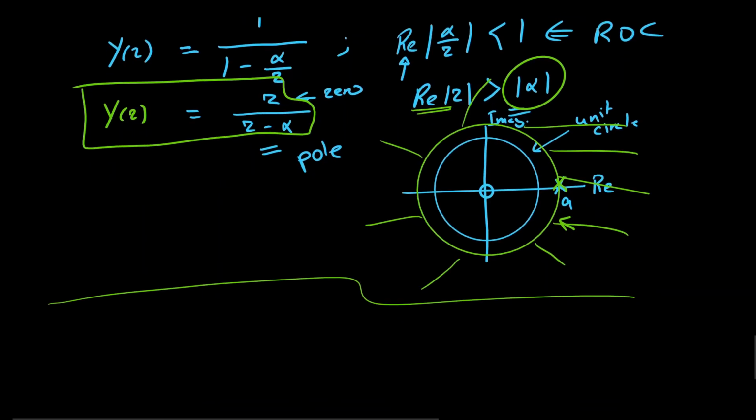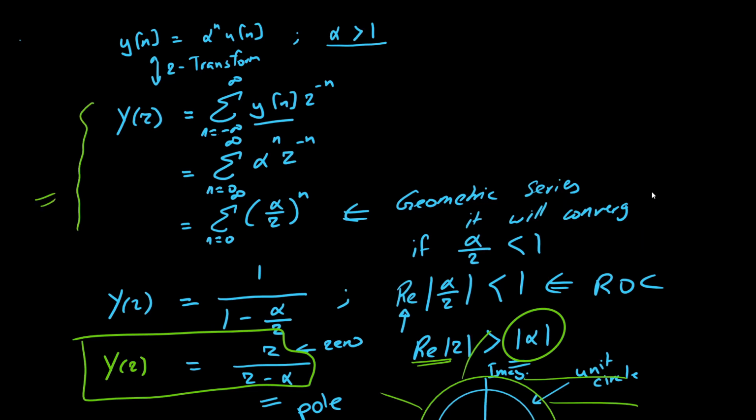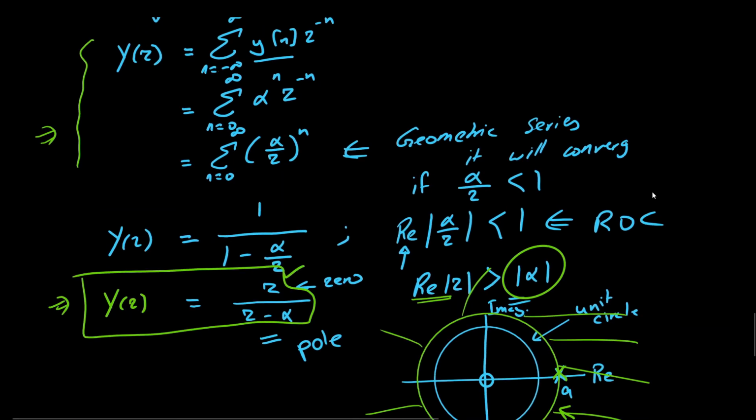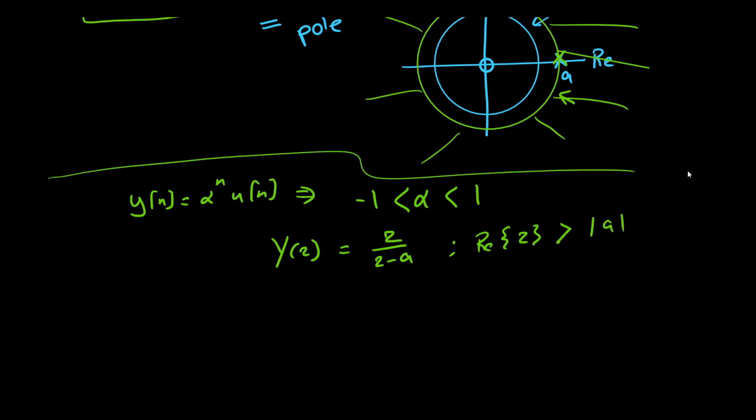Now for the same example, say that y[n] is equal to alpha^n u[n], but now say alpha is less than 1, but at the same time it is greater than minus 1. So all of these steps would remain the same and we would still get the z transform, which is this. That is, we would have Y(z) equal to z over z minus a, and again with the real part of z greater than the absolute value of a or alpha.